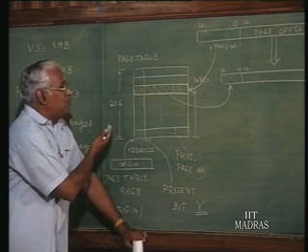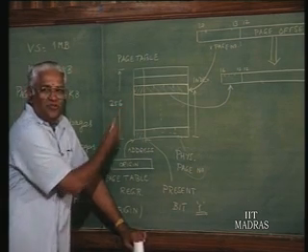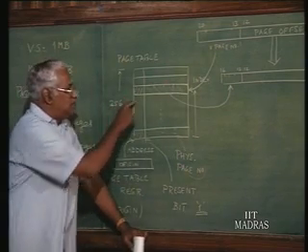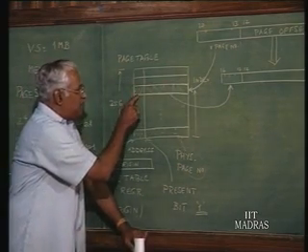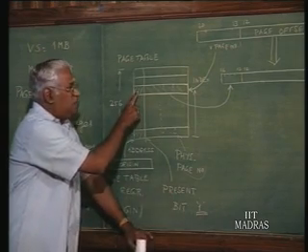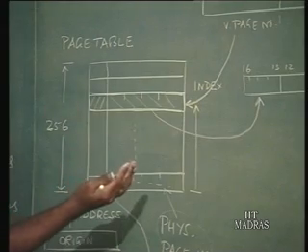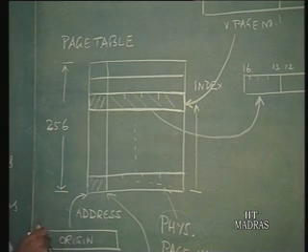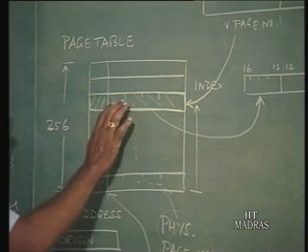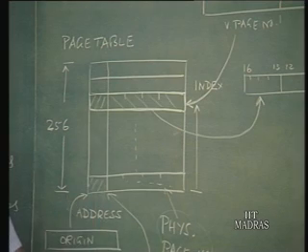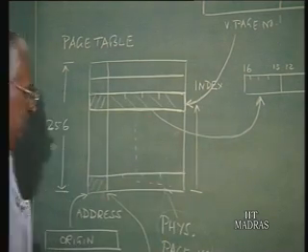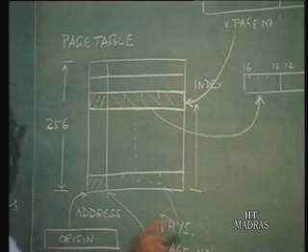By index, what do you mean? It indicates which one of these 256 entries. So, it takes that particular entry and sees whether the present bit is 1 or not. If it is 1, then it means it is available in the physical memory. Assuming so, this part of the table entry will give the 4 bit physical page number.